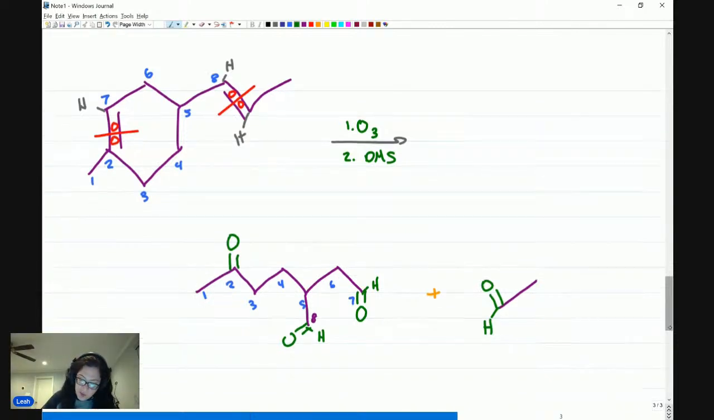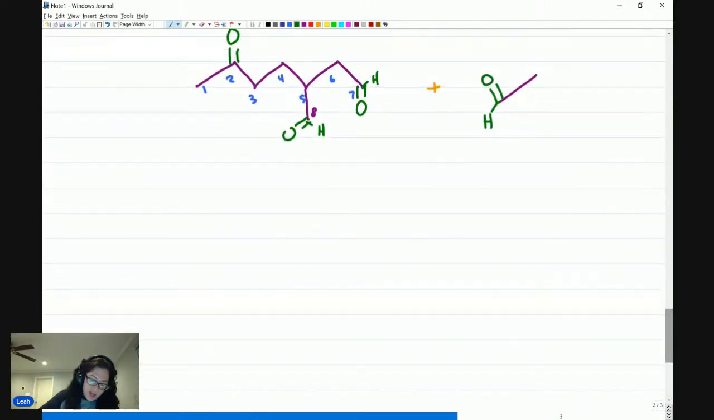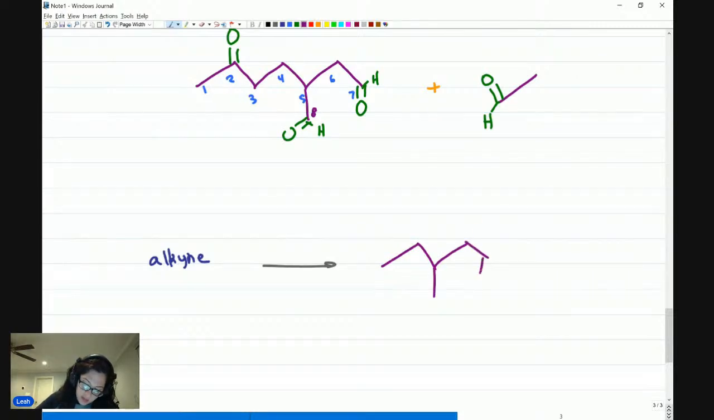Let's try one more. What is one way that I can get any alkyne whatsoever? Sometimes your professor will tell you the name of the molecule. They're not going to tell you the specifics. And I want that alkyne to turn into something that looks like this with an aldehyde. How can I make this from an alkyne?